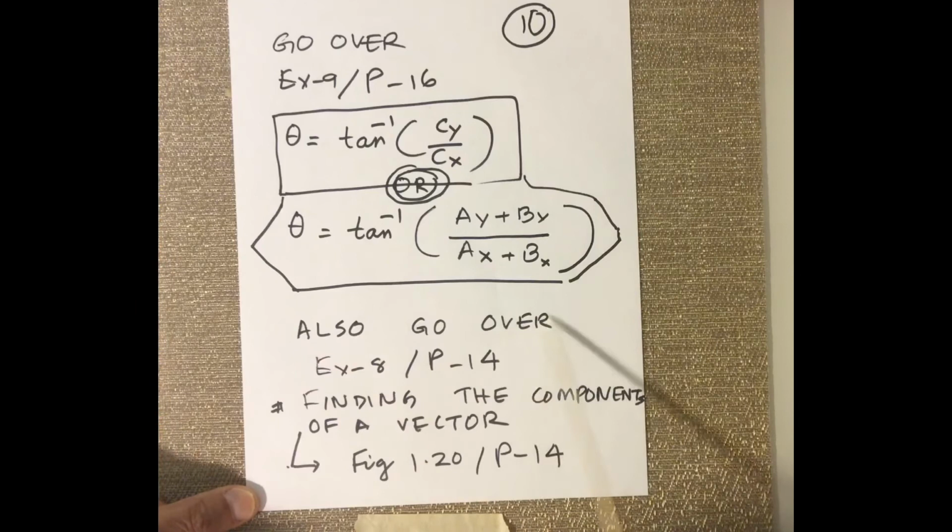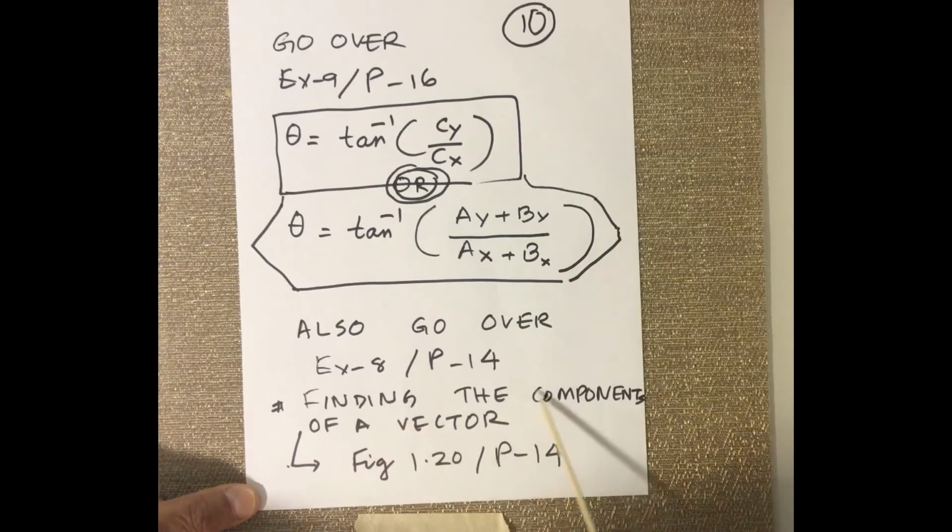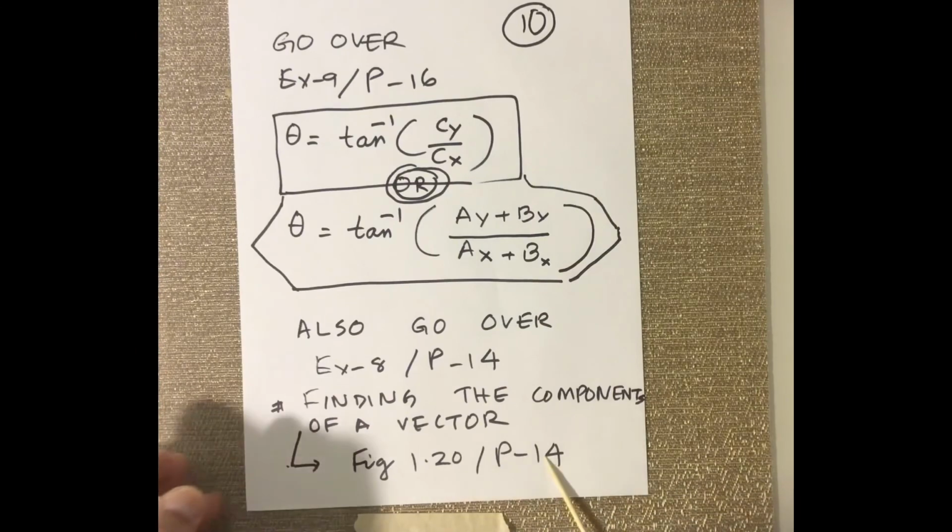Please go over also example 8, page 14, finding the components of the vector, which is figure 1.20, page 14. This ends your chapter 1.